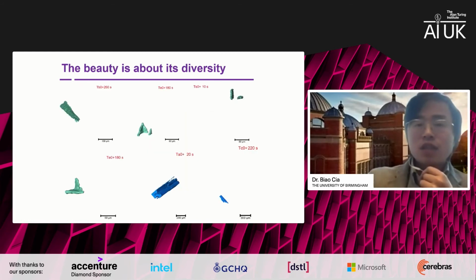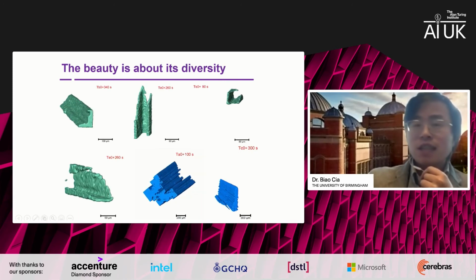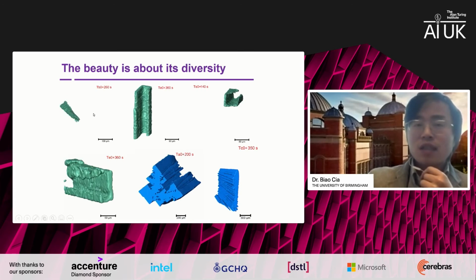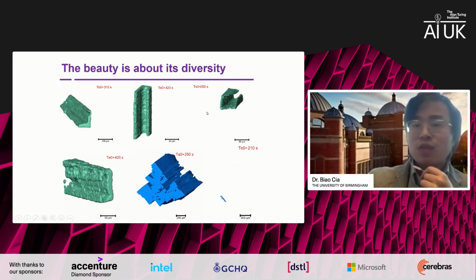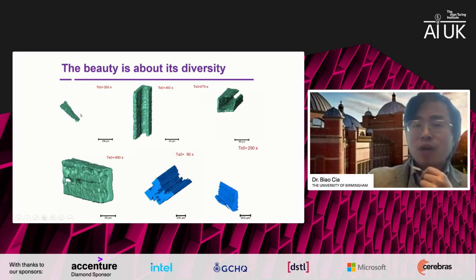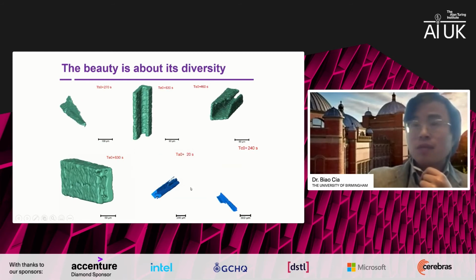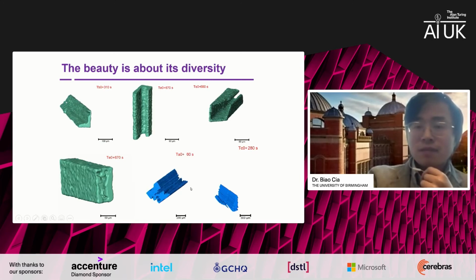And the diversity is also about there being no two crystals that look exactly the same. So you can see this is exactly the same kind of crystal, but their morphologies are significantly different. It starts from a very simple L shape to a U shape, to a hollow cube, to a dendritic shape. So that's about its diversity.